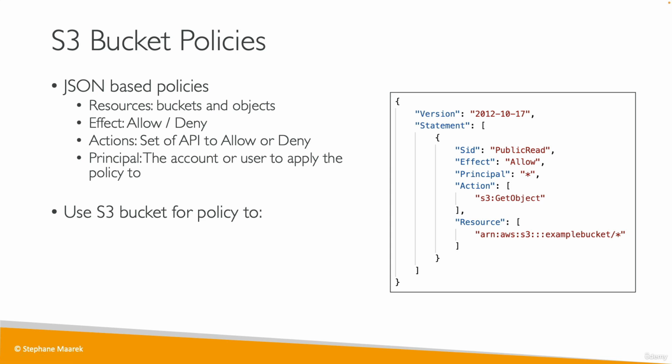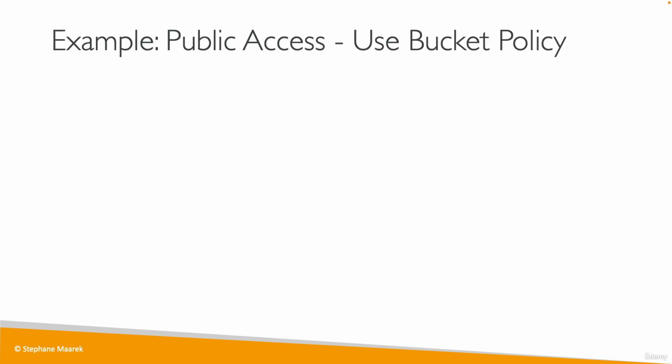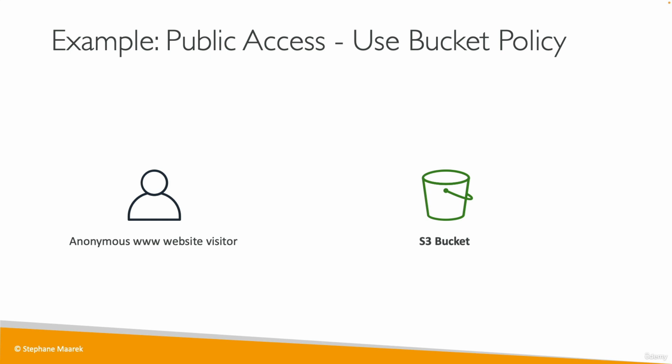So we can use an S3 bucket policy to grant public access to the bucket, as the one shown on the right-hand side, or to force objects to be encrypted at upload, or to grant access to another account. So let's have a look at the situation. So here is a bucket policy for public access. So we have a user on the World Wide Web, a website visitor, and he wants to access files within our S3 bucket. So we'll attach an S3 bucket policy that allows public access. This is the one you've seen in the previous slide. And once this bucket policy is attached to the S3 bucket, then we can access any objects within it. That's what we'll see in the hands-on.